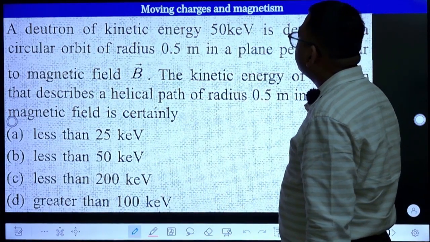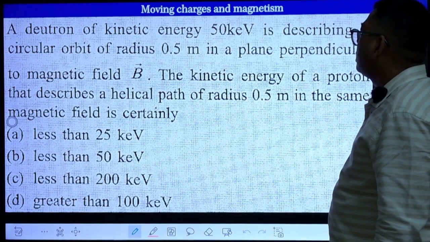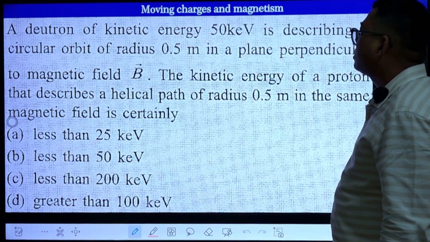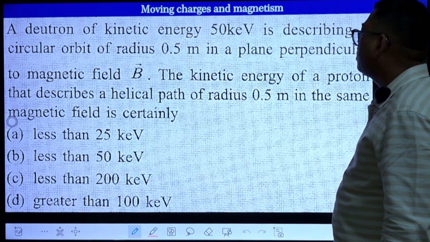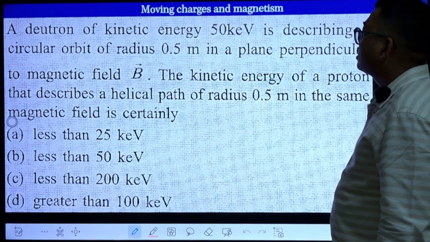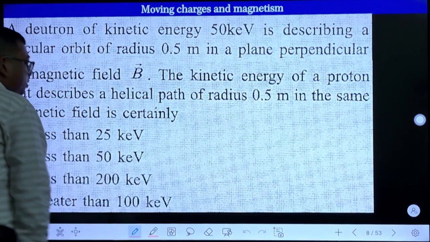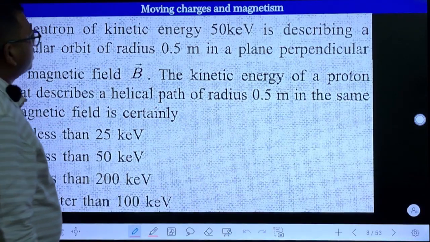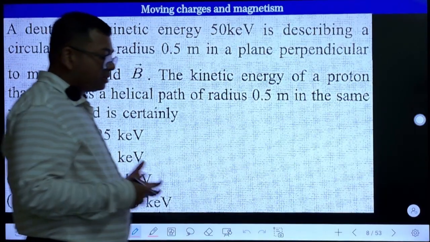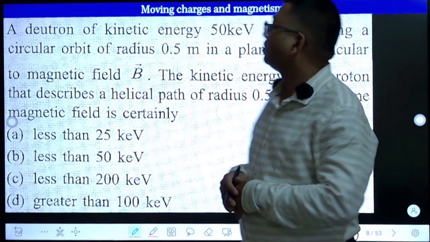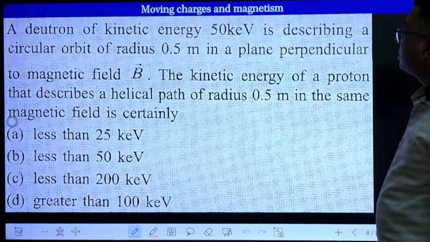A deuteron of kinetic energy 50 kilo electron volt is describing a circular orbit of radius r in a plane perpendicular to a magnetic field. What is the kinetic energy of a proton that describes a circular path of the same radius in the same magnetic field? Okay, let us try this. They are saying that a deuteron is there, whose energy is 50 kilo electron volt. That means this is the kinetic energy. Kinetic energy is given, describing a circular orbit, radius is given, perpendicular.